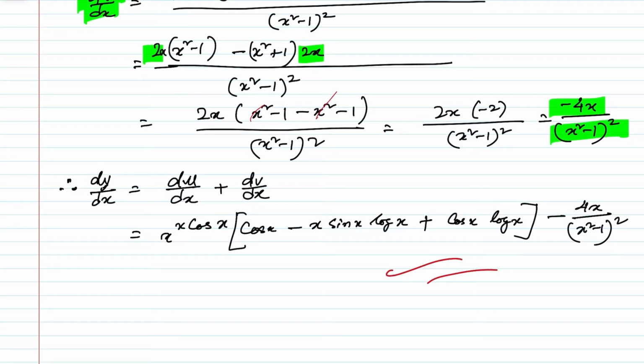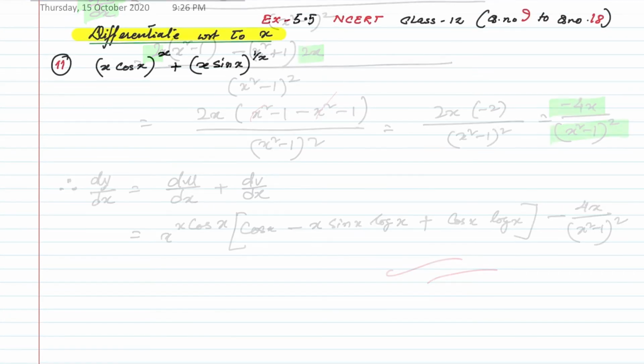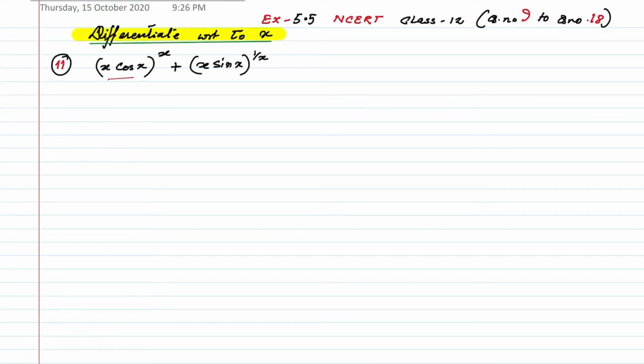Okay, that's how we can solve this. Now let's move on to the next question, question number 11. So similarly again, consider this one as u and this as v. Okay, so let me write here, solution question number 11. So y is equal to this one.